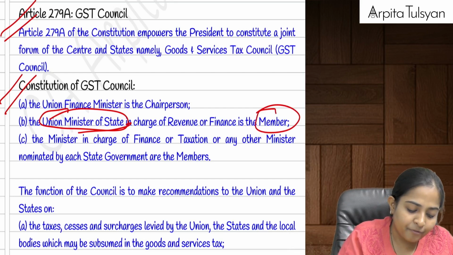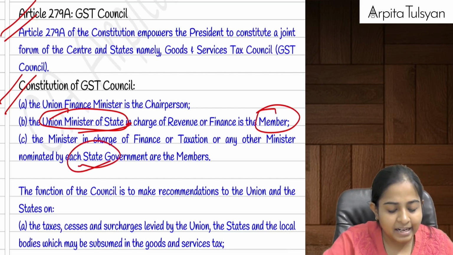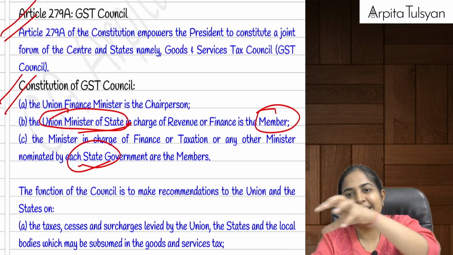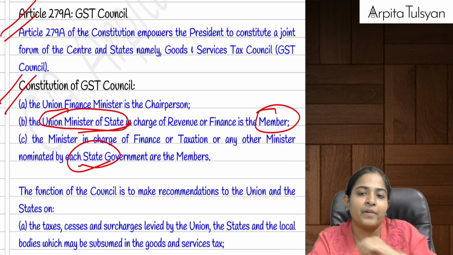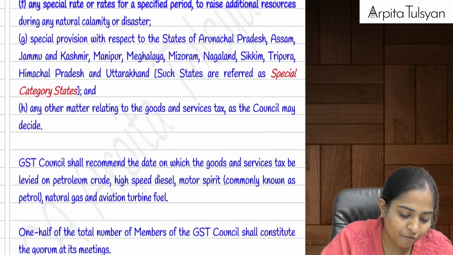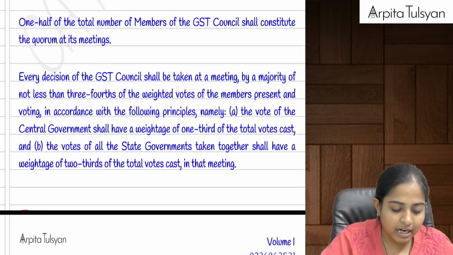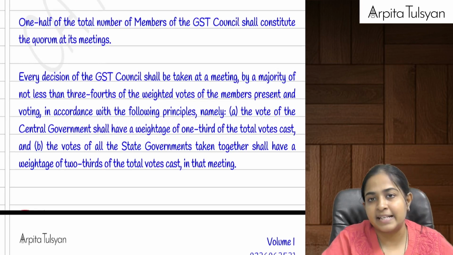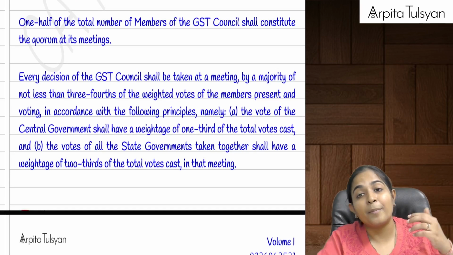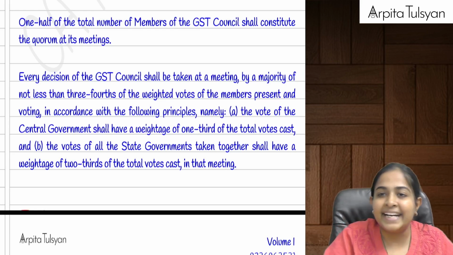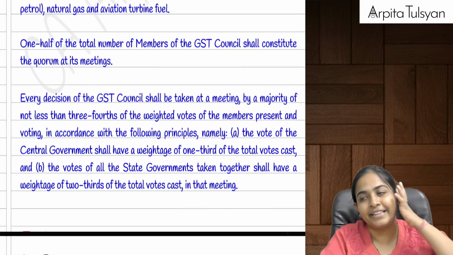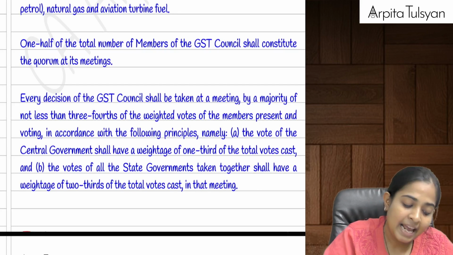Okay, and then from each state, whoever is the minister in charge of finance or taxation of each respective state, these people will come and they will be forming part of the members of the GST Council. Then you remember on petroleum, natural gas, ATF, etc., GST will be applicable from a notified date. So that date can be recommended by the GST Council, that from so and so date we can make GST applicable on petrol, diesel, etc.